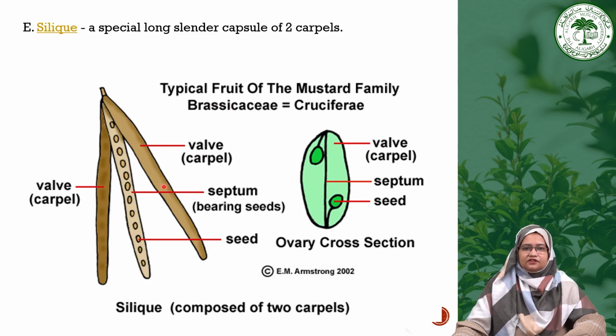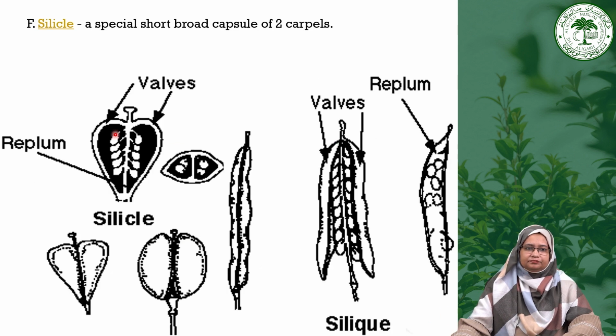And this siliqua, you can see is composed of 2 carpels. As you can see, this one is the septum, and here you can see the arrangement of seed, which has a parietal placentation. So a siliqua is a slender capsule of 2 carpels. Generally a capsule is made up of more than 1 carpel, and depending upon the number of carpels, the capsule which is made up of 2 slender carpels is called siliqua.